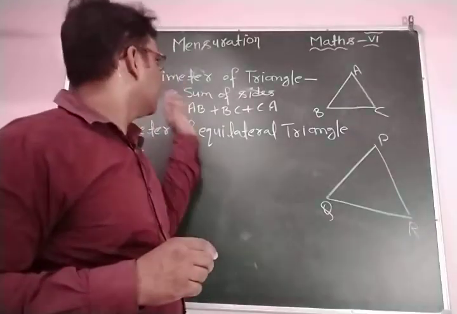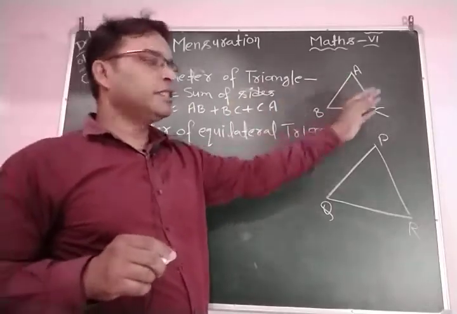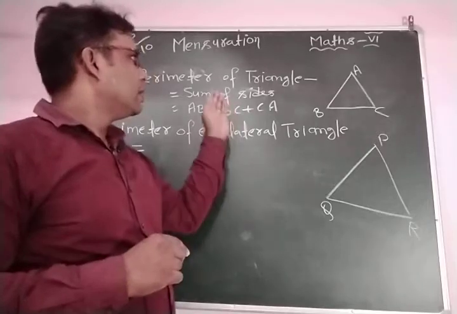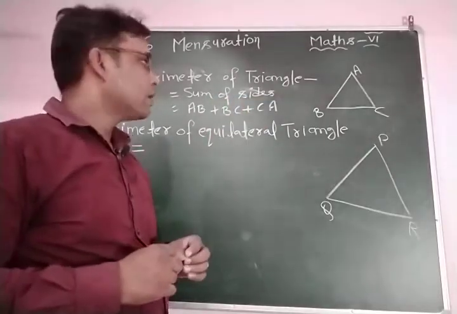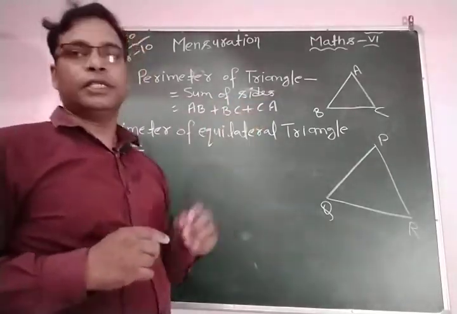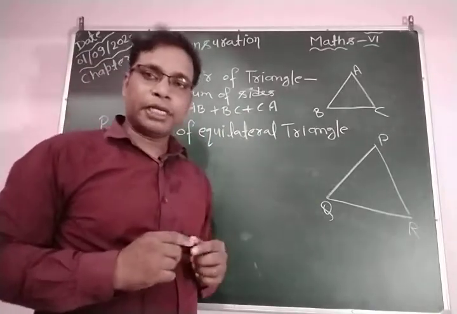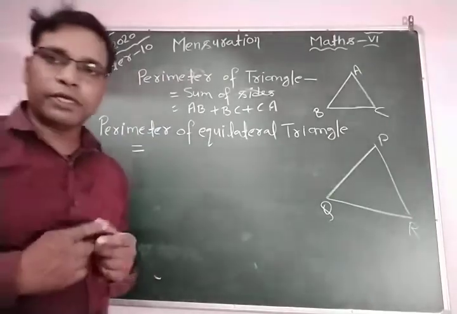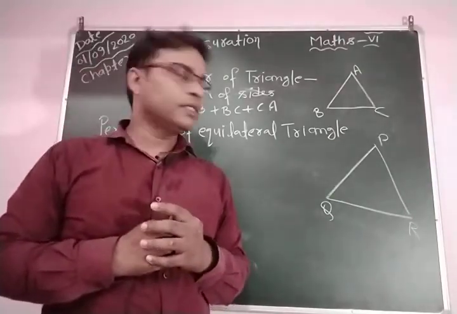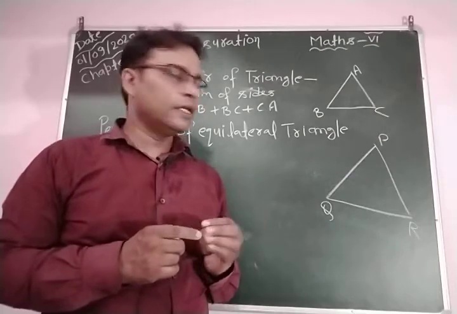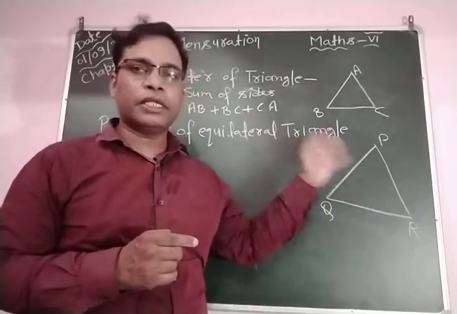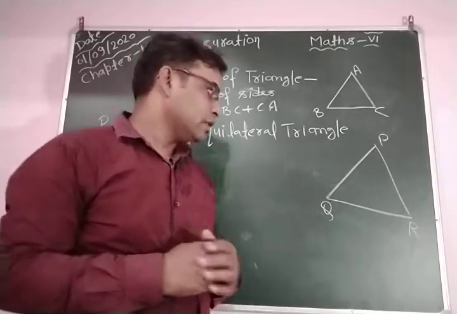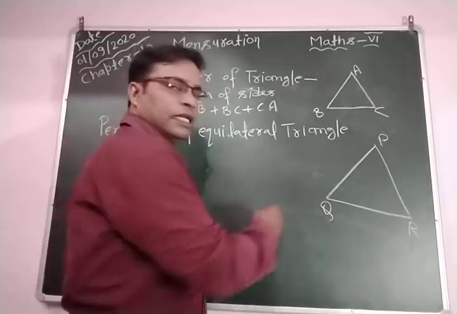So here you can see this is the perimeter of triangle ABC. How do we find the perimeter of any triangle? The sum of sides: AB plus BC plus CA. In this way we find the perimeter of triangles. But suppose we need to find the perimeter of an equilateral triangle. Equilateral triangle is a type of triangle, so you can also write the sum of all sides. But in the case of an equilateral triangle, all sides are equal and each angle is 60 degrees.